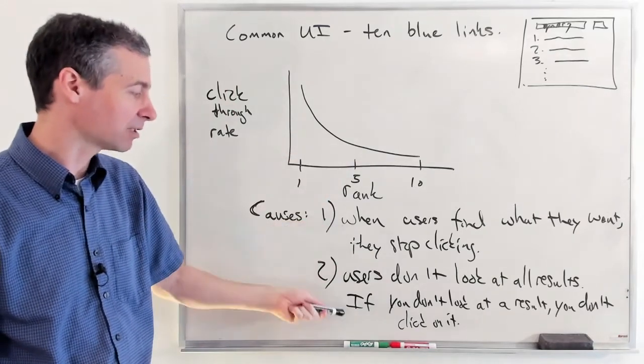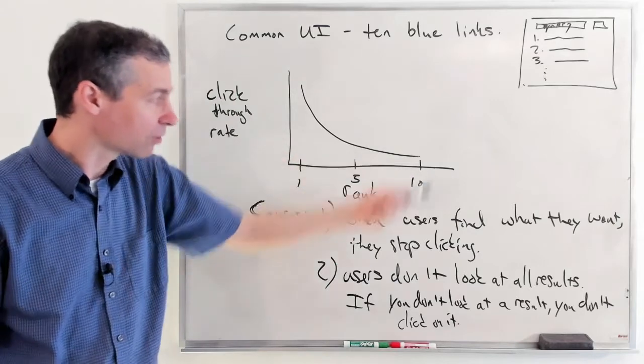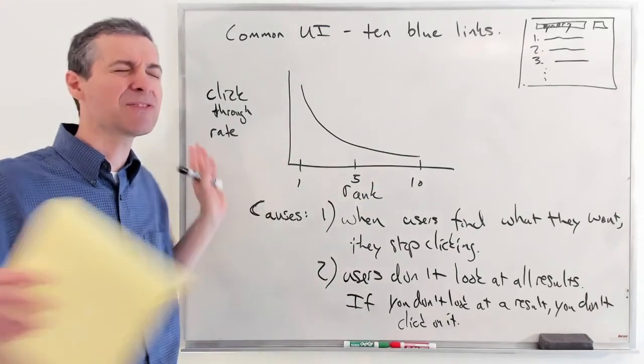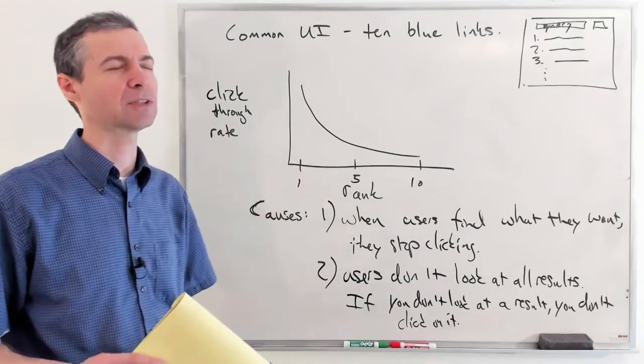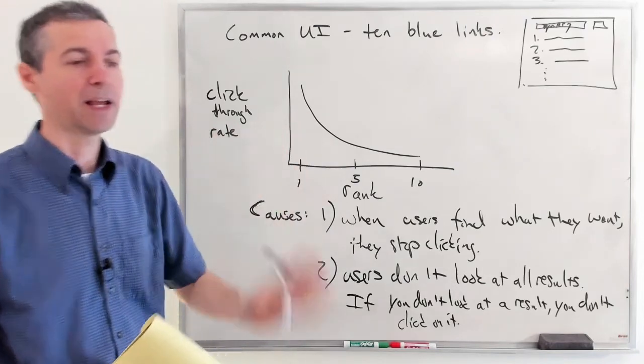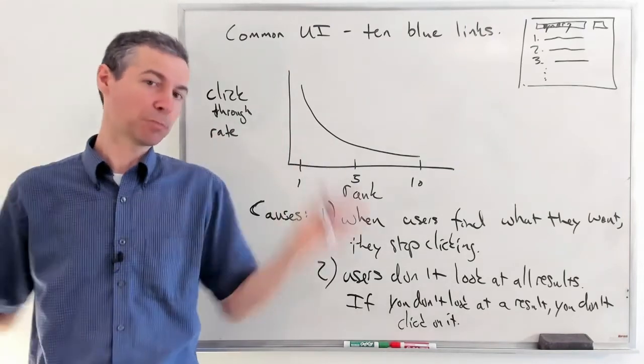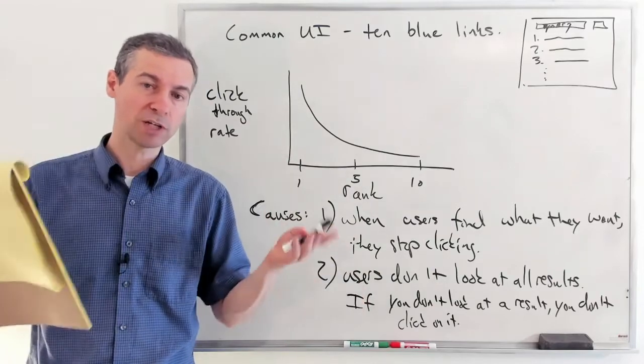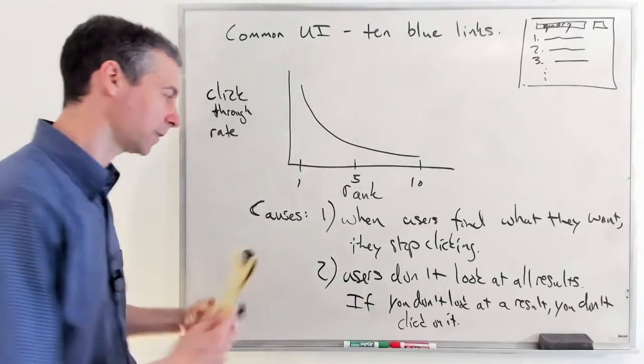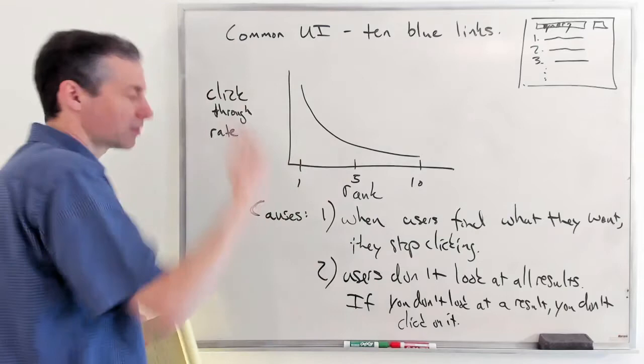Besides stopping, they also don't always look all the way to the bottom of the list, even when they're not finding what they're looking for. They'll stop looking and they'll actually then either give up entirely, or they'll change their query and put in a new query. All right, so we've got this behavior, and this tells you something.